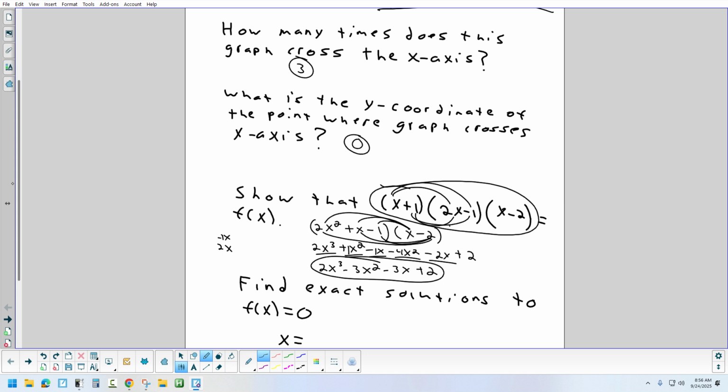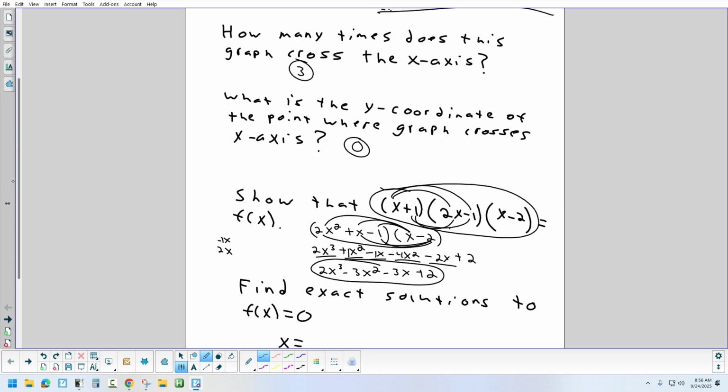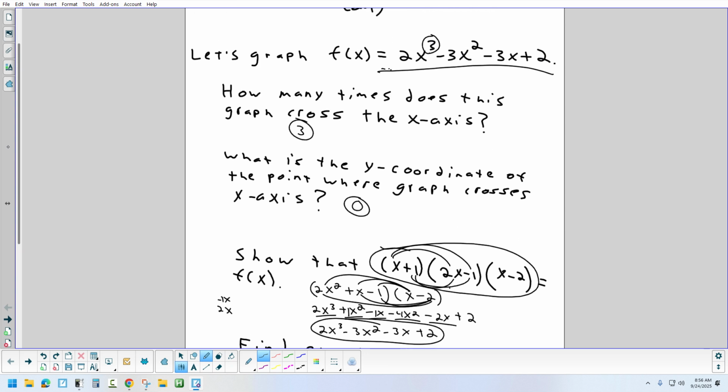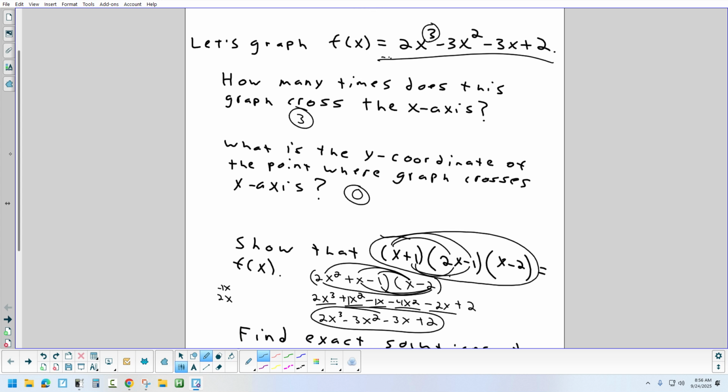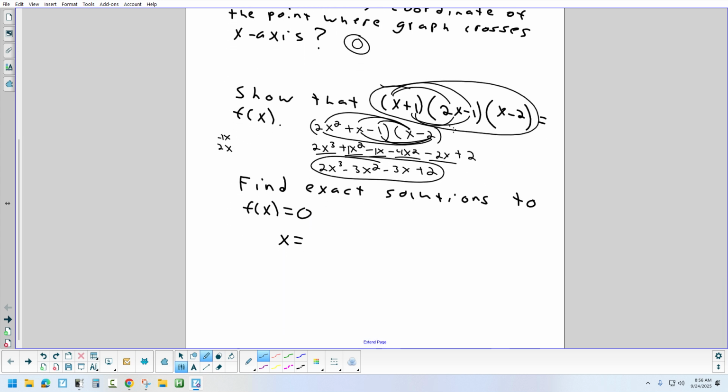So if you want to find out where something crosses the x-axis, you set it equal to 0. That's how you do it. So let's set it equal to 0. And I'm going to use this one, not the top one. x plus 1, 2x minus 1, x minus 2, and I'm going to set it equal to 0.